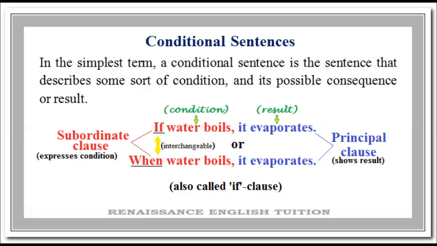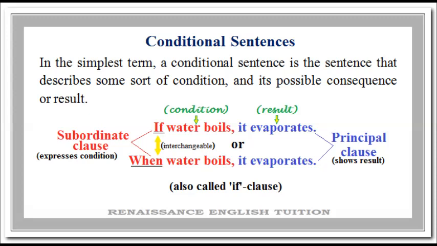These sentences have two clauses, the principal clause and the subordinate clause. The clause containing the condition starts with either "if" or "when," and this is called the subordinate clause. The principal clause contains the result or the consequence, which is obtained when the condition is fulfilled. In the given sentences, the result of evaporation can be obtained only if the condition of boiling the water is fulfilled. Such types of sentences are called conditional sentences.